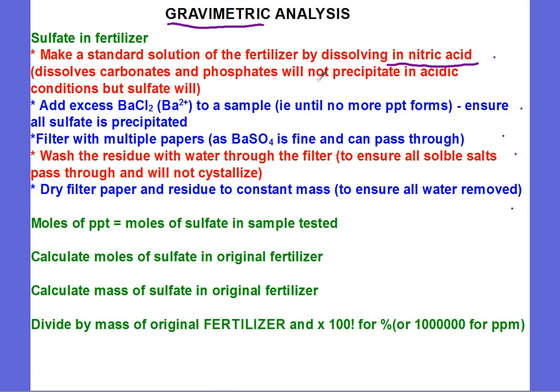The next step we did was we added excess barium chloride to the sample. How do we know we added excess? We kept on adding until no more precipitate formed. That ensures that all the sulfates precipitated. If we didn't add excess barium chloride, we might not produce enough precipitate and therefore get an underestimate.